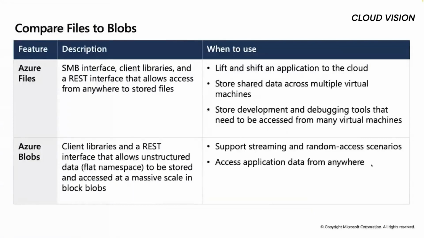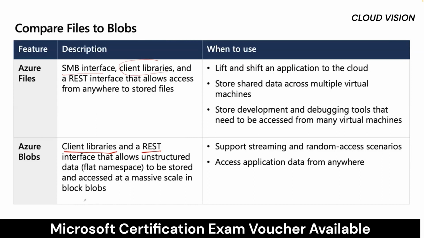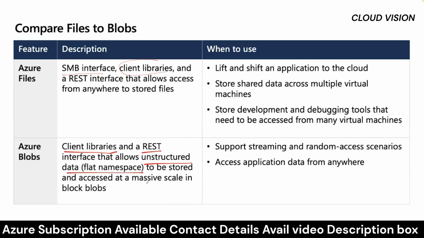So the difference between files and blobs is that we get an SMB interface for the files. We get client libraries and a REST interface that allows access from anywhere to the stored files. We also have a REST interface and client libraries for blobs, so that's not really a difference, but we don't have SMB in Azure Blob storage. So this is the difference. The Blob interface allows unstructured data or a flat namespace to be stored, so not hierarchical.